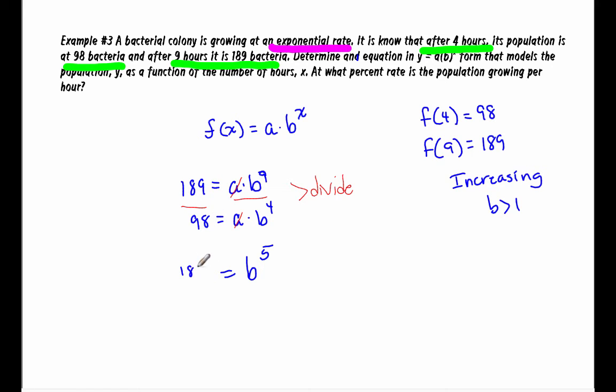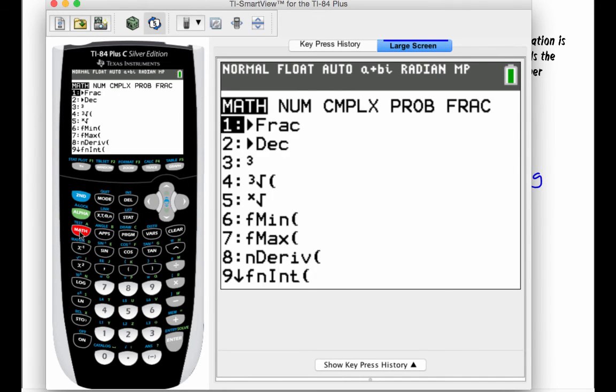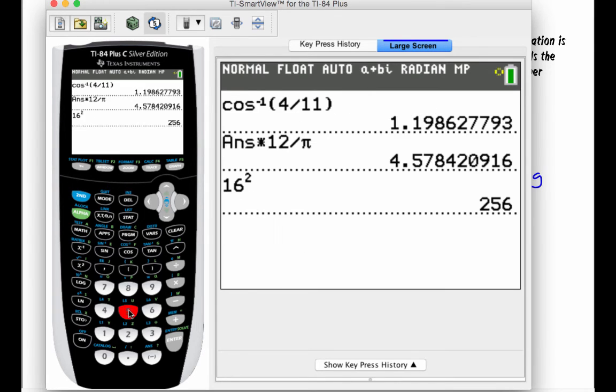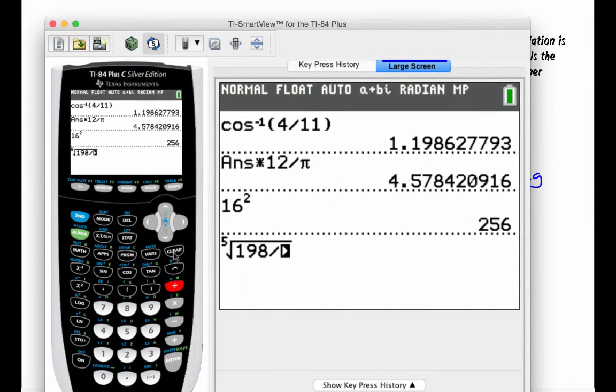Guess what? I am not going to do that and get a decimal. I know I have to take the 5th power, so I have to take the 5th root to solve it. Now I'll get out my calculator, and I'll let the calculator do all the work. I'll go into math. First, I'm going to press 5. I'm going to go into math, and I'm going to choose choice 5. There, now I'm taking the 5th root of 98 divided by, what was that, 189? Oops, sorry, backwards. It's 189 divided by 98.